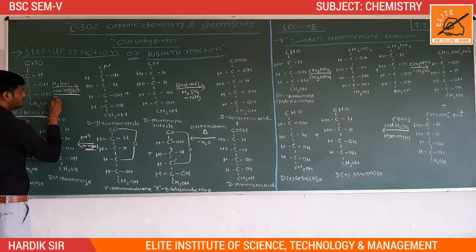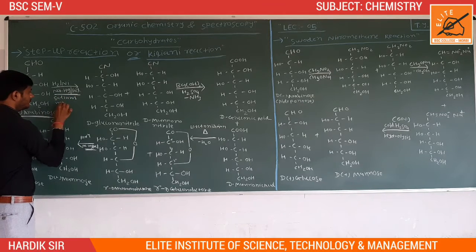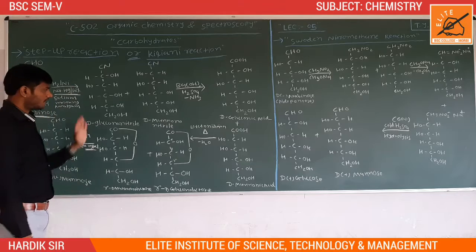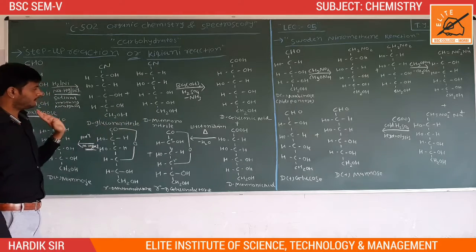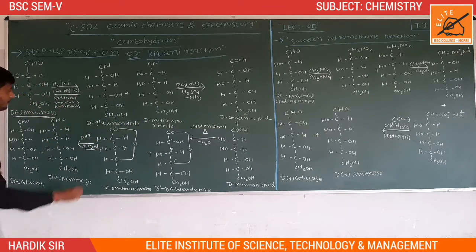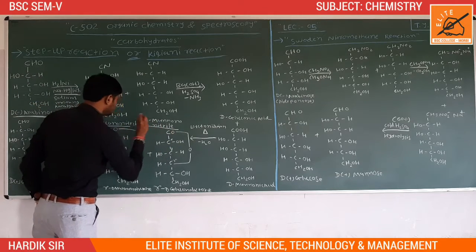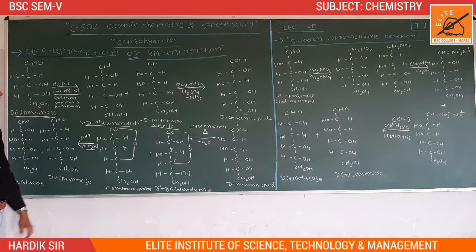This is the sodium mercury amalgam in the presence of hydrochloric acid, and it forms our first intermediate product. This is the mixture of D-glucononitrile and D-mannonitrile.